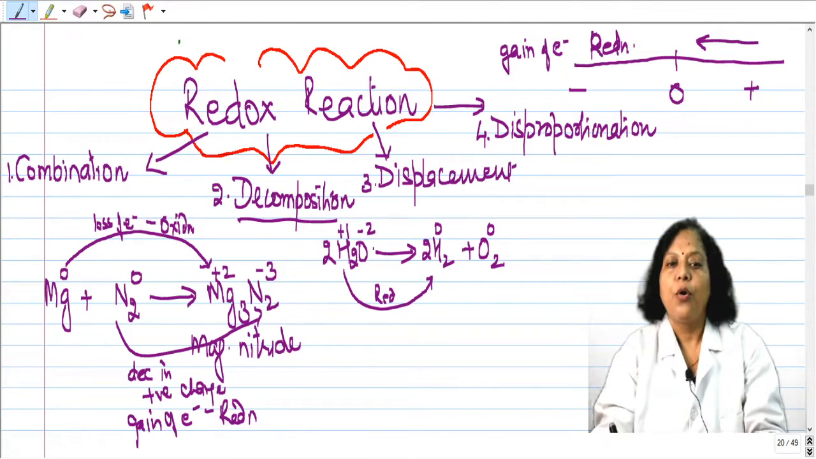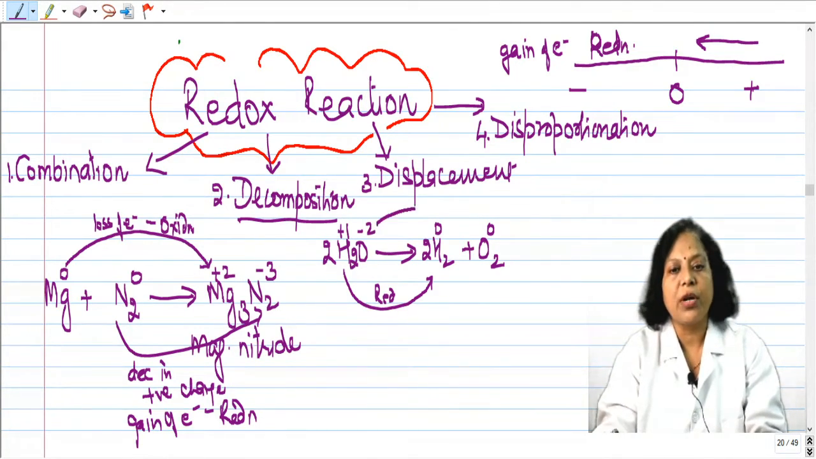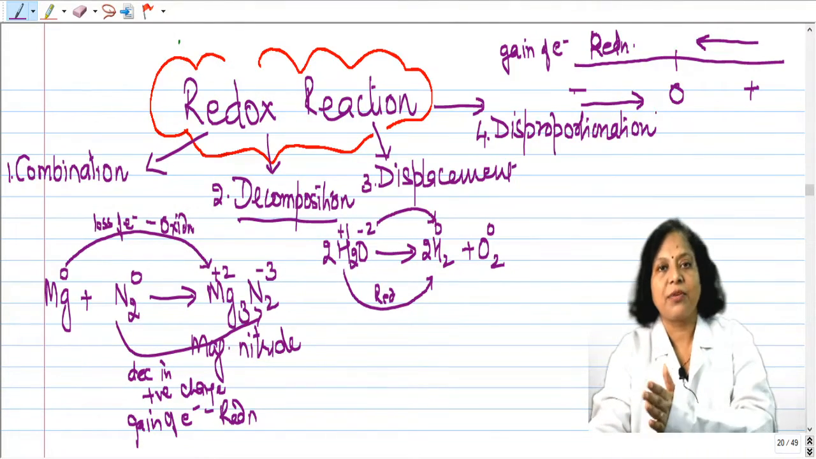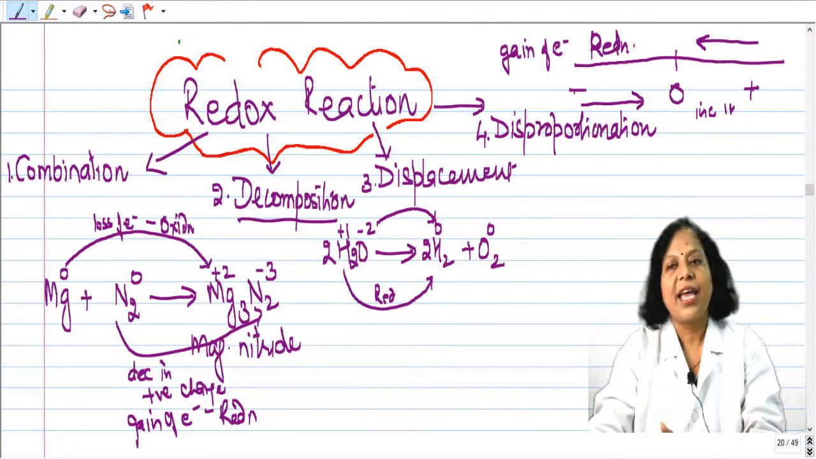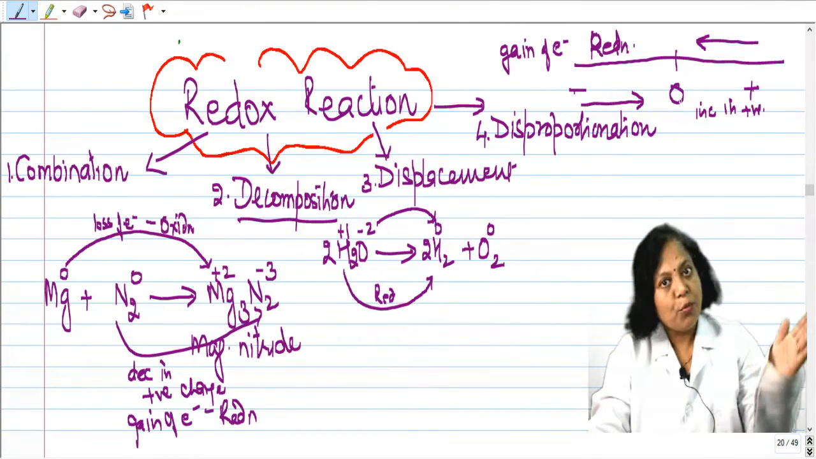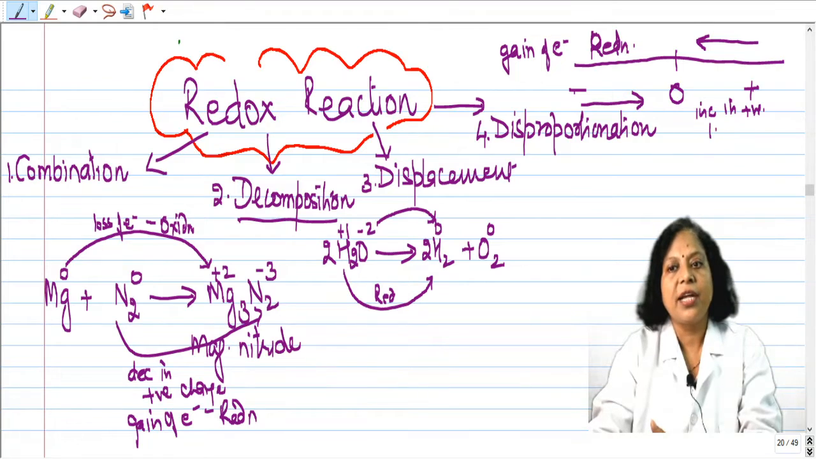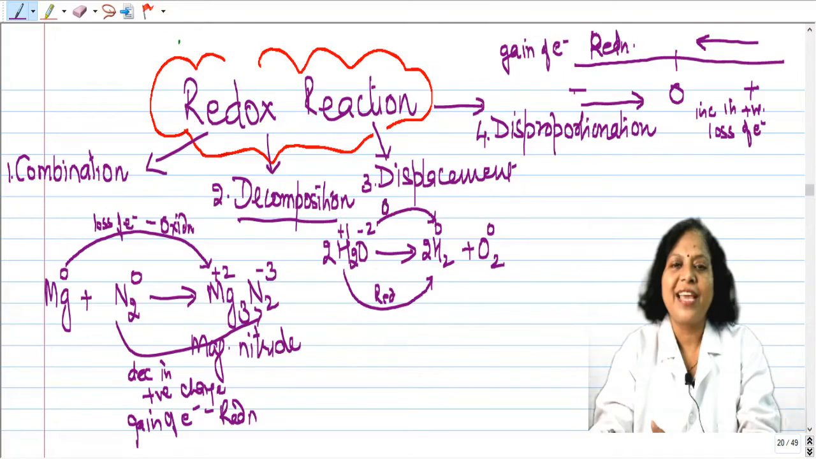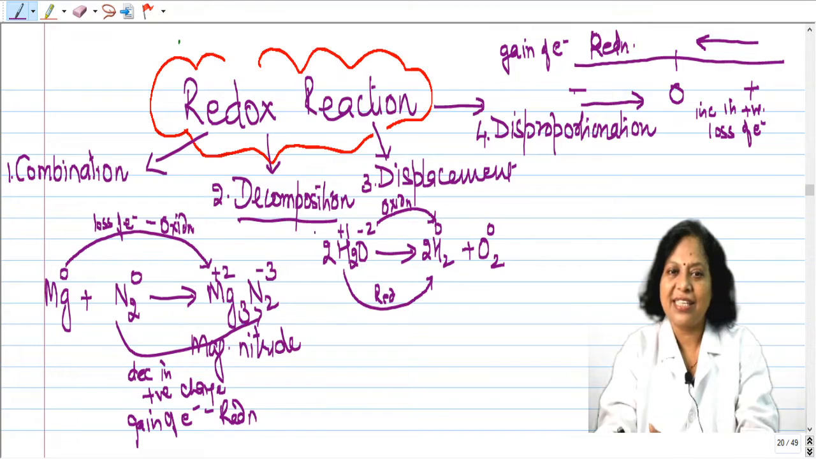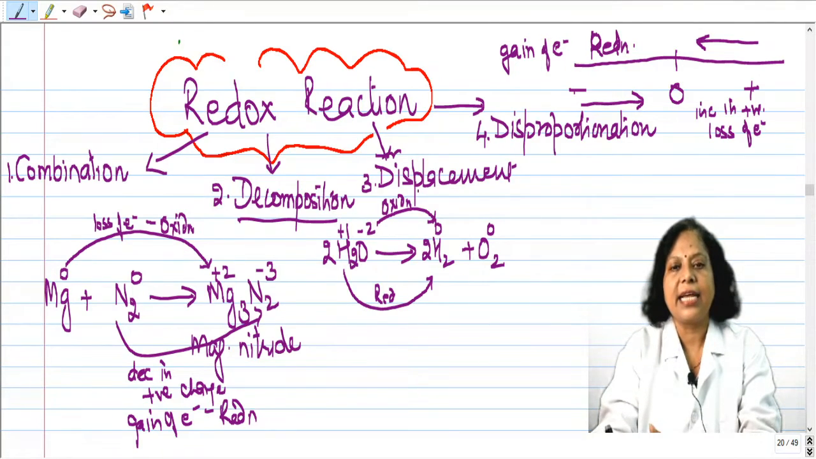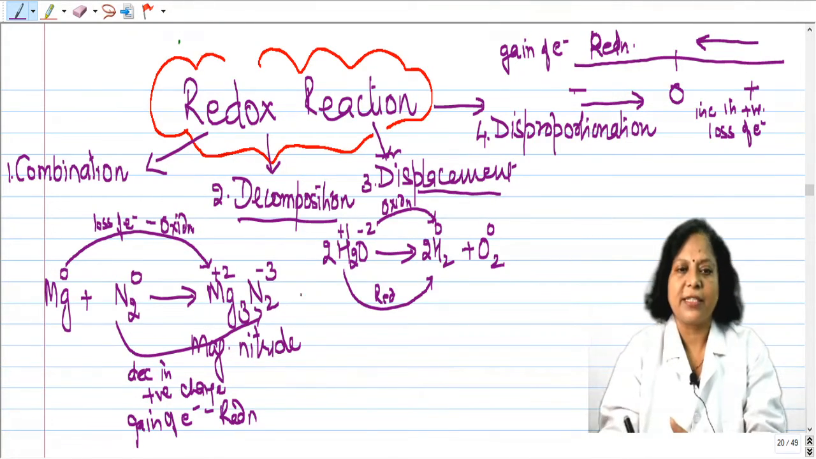Now over here, minus to 0. What is happening? We are moving in the right direction, from left to right. So there is increase in positive charge. We are moving towards positive charge. So there is loss of electron, and therefore this reaction is oxidation. Hence decomposition is a redox reaction. Is this clear?